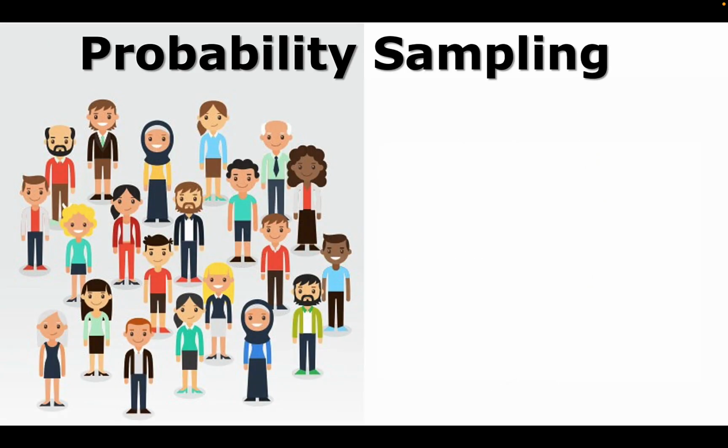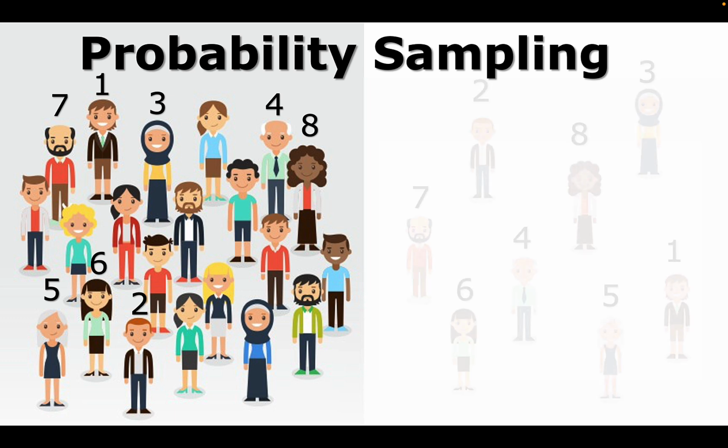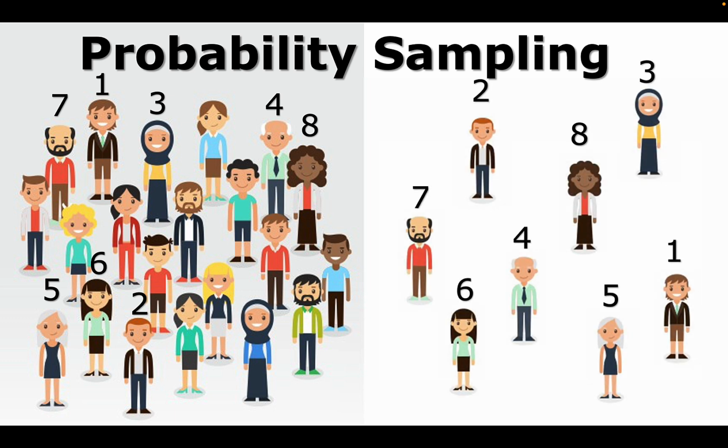Okay, so probability sampling is a technique in which every unit in the population has a chance, a non-zero probability, of being selected in the sample. And this chance can be accurately determined. So here we have a sampling frame of people, and everybody in that group has the same chance of being selected. So that's probability sampling. Now, how are they selected?